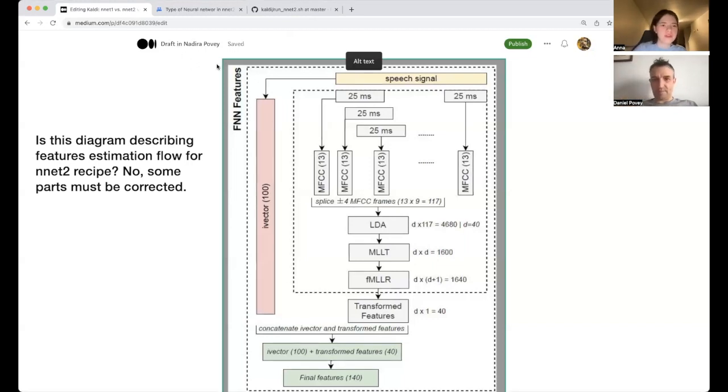Okay, what would you have to change to make this model correct? Well, basically, where it says MFCC, instead of 13 dimensions, we'd use 40 or 80 dimensions. And then basically we'd cut out the MLLT and fMLLR there. We still have frame splicing and LDA, but I think those become part of the model itself.